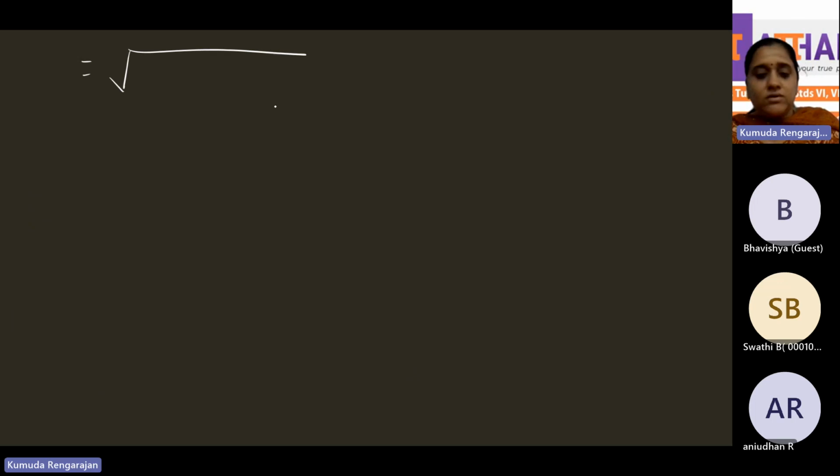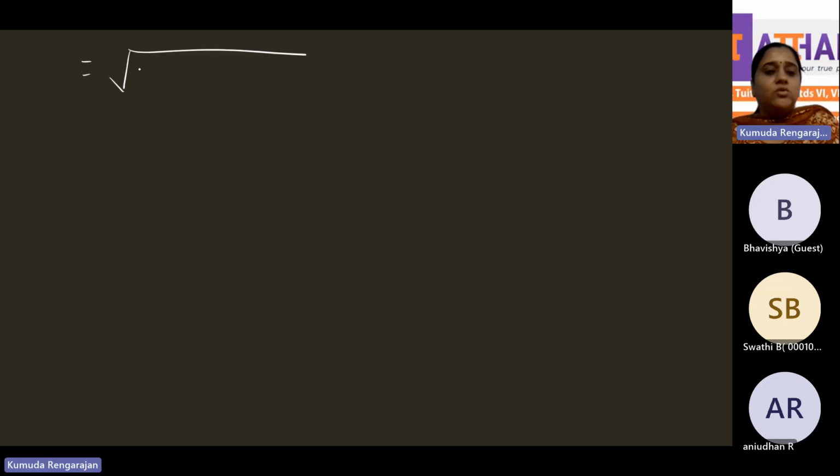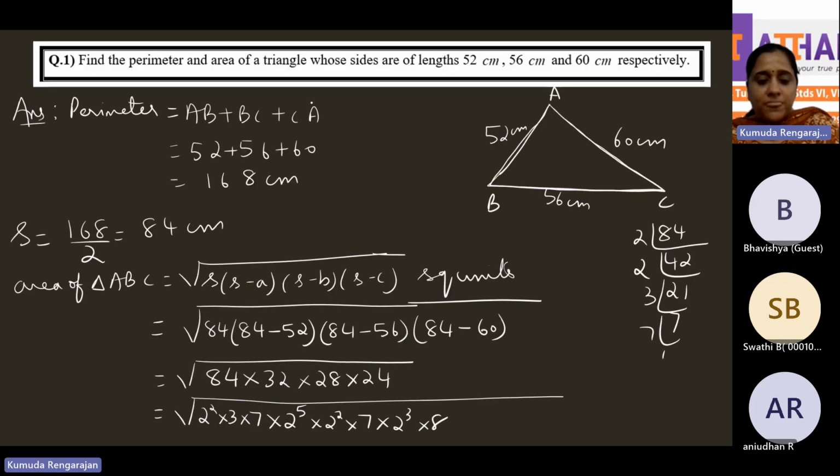square root of how many twos? Total how many twos, Ramanan? 2 square, 2 to the power 5, 2 square. Yeah, so add the powers. 2 square, 2 to the power 5, 2 square. Then threes. How many threes you have?